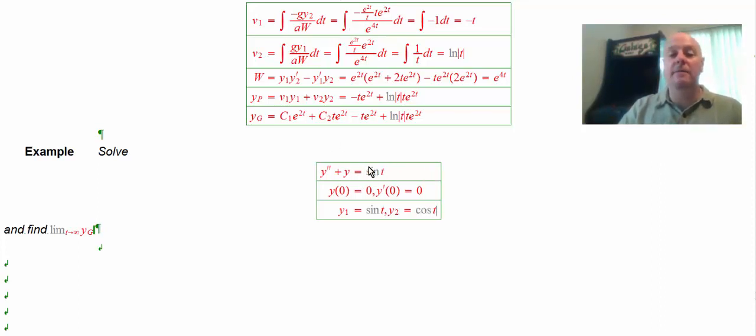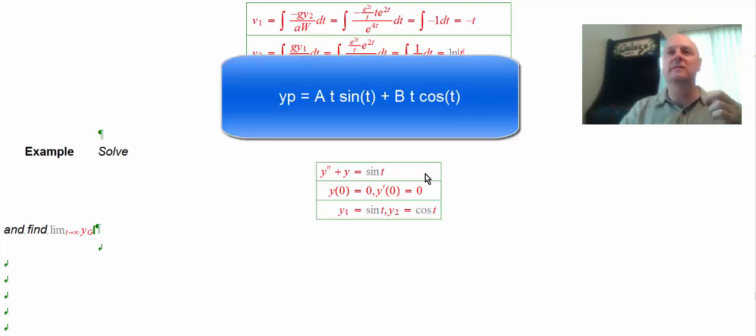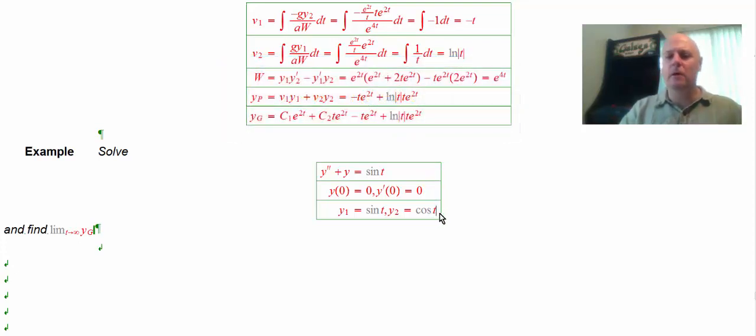Oh, wait a minute. I was going to do unknown coefficients with a sine t and b cos t, but that would be the homogeneous equation. So I guess what I would have to do is throw a t in front of everything. If I was going to do this with unknown coefficients, I would want to do it as a t sine t plus b t cos t. And that would work. But let's do our variation of parameters.